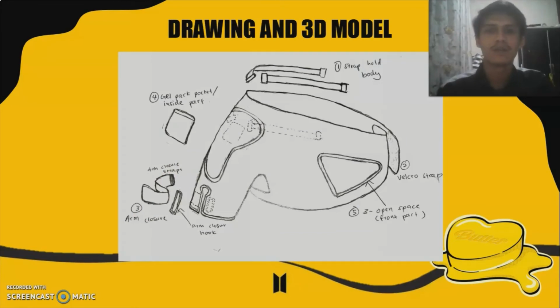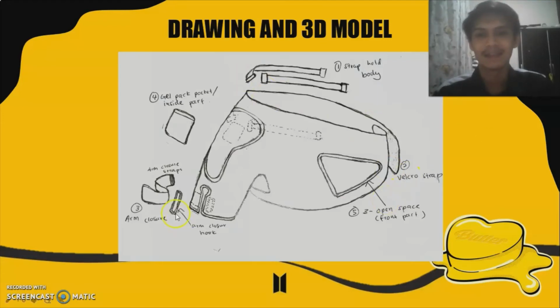Assalamualaikum warahmatullahi wabarakatuh. I'm Maksim Zulkifli, and here I would like to talk about the drawing and 3D model of our shoulder brace guard. Here we have an exploded view of our shoulder brace guard. In this view, we have a strap whole body which is located in front of our shoulder brace guard and also at the back. And then we have a Velcro strap which allows our user to adjust the size and also the compression of our shoulder brace guard.